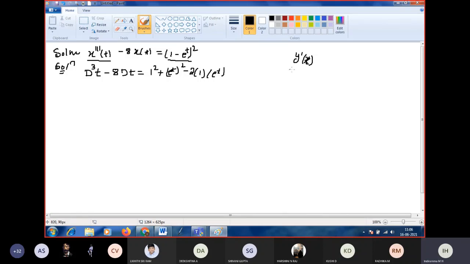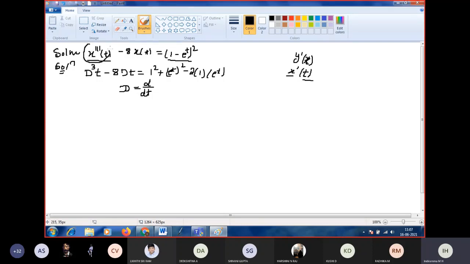So instead of y we have x dash of, instead of x we have t. So the answer should be in terms of t. So instead of y we should find out x in terms of t. What does capital D stand for? D by dt, not dx. In the previous problem it is d by dx, but here with respect to t, because x triple dash of t means d cube x by dt cube.